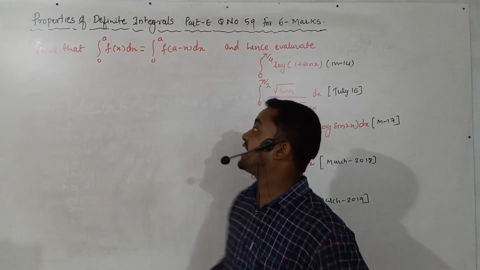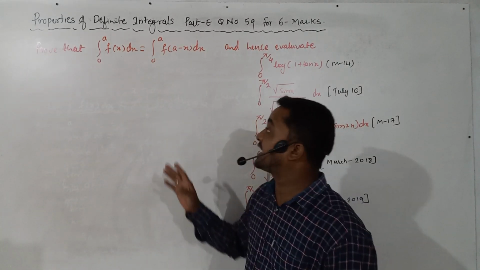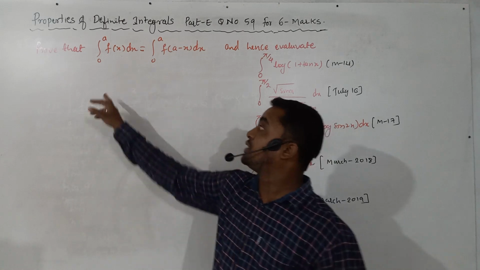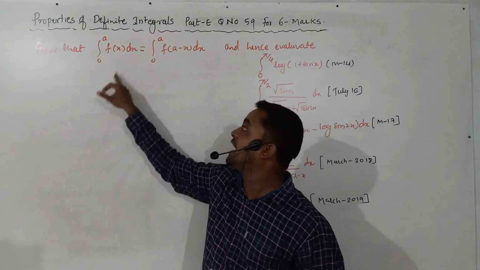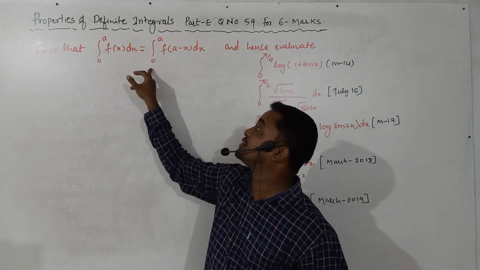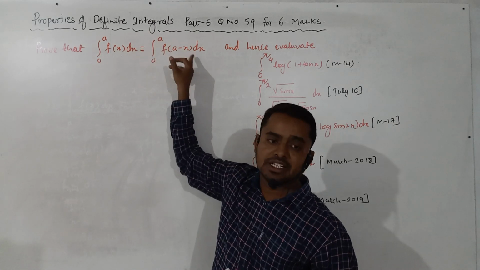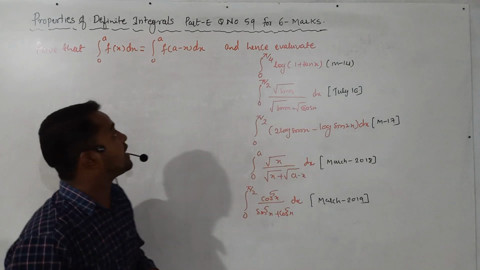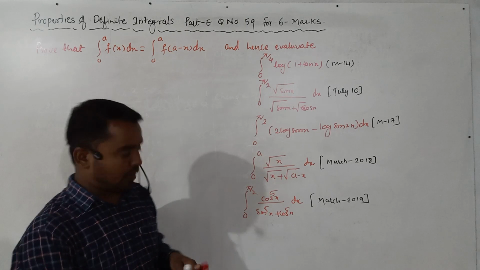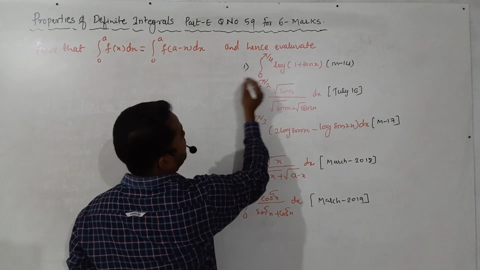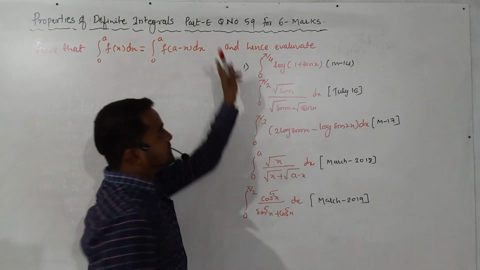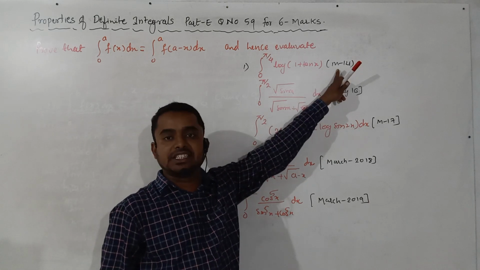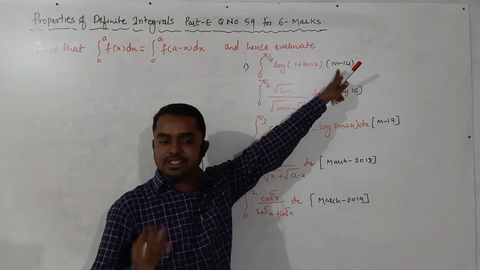See here the first very important property for the point of view of your examination. Prove that integration of 0 to a f of x dx is equal to integration of 0 to a f of a minus x dx, and hence evaluate the first problem: 0 to pi by 4 log of 1 plus tan x. This property and this problem has been asked in March 2014 for 6 marks.